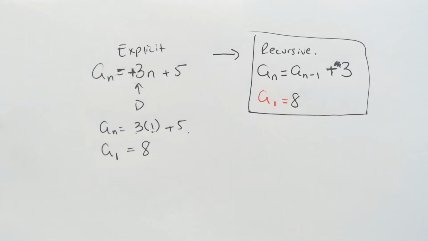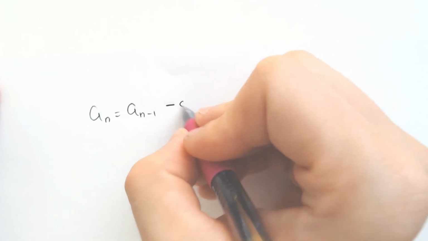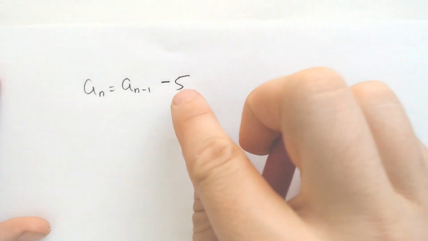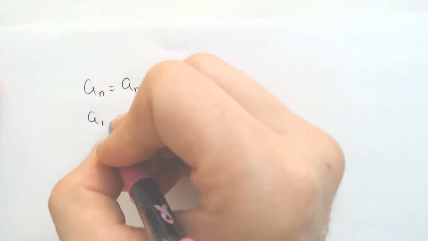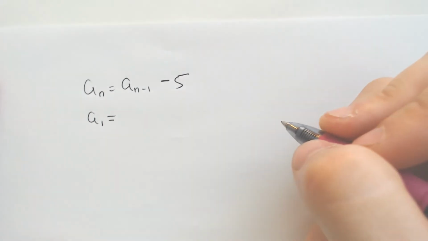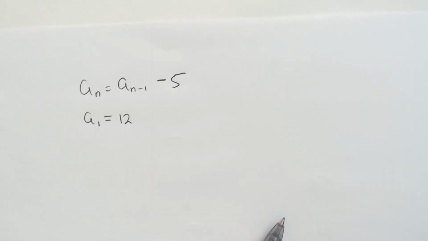All right. Now we're going to go from recursive back to explicit. So let's say I started with the recursive formula. And the recursive formula that I have is, let's say, a_n equals a_(n-1) minus 5. So we have a negative difference, and the difference is negative 5. Where do we want this term to start? Let's say we started at 12. Why not? A sub 1 is 12.